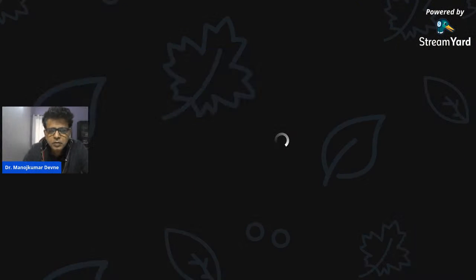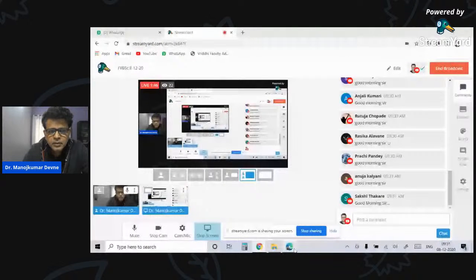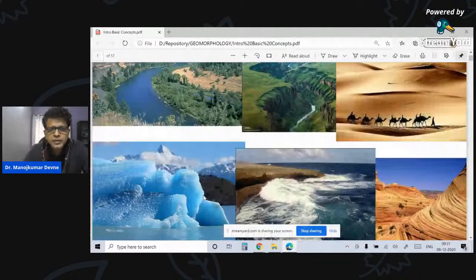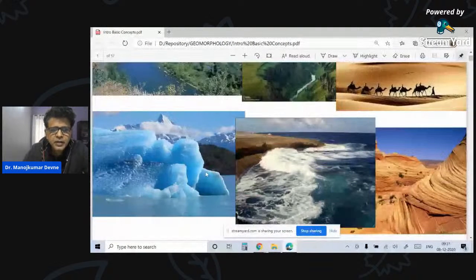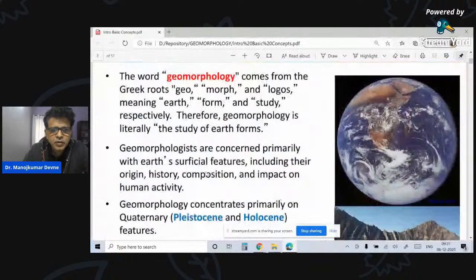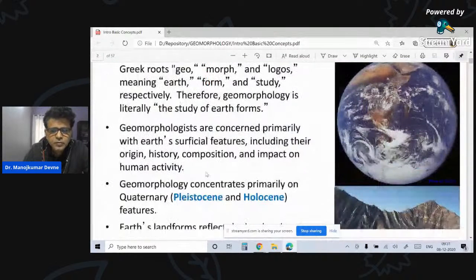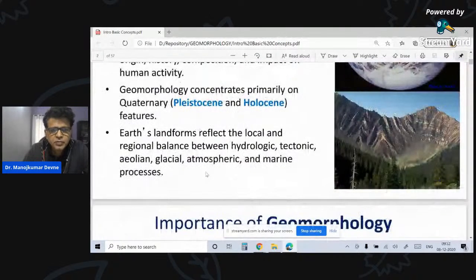I'm going to share the screen with you all. And yeah, we were doing the basic principles as far as geomorphology is concerned. We went through these aspects yesterday, the first slide, and then we said geomorphology is the study of earth landforms. Okay, basically something that is happening very recently from the quaternary period onwards.